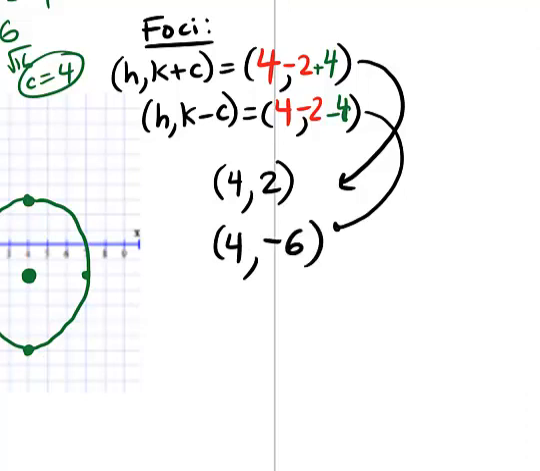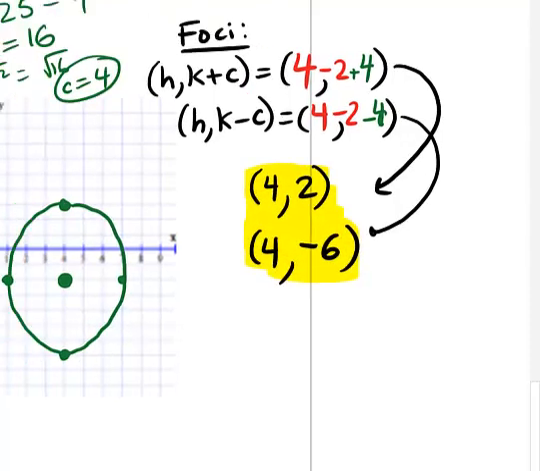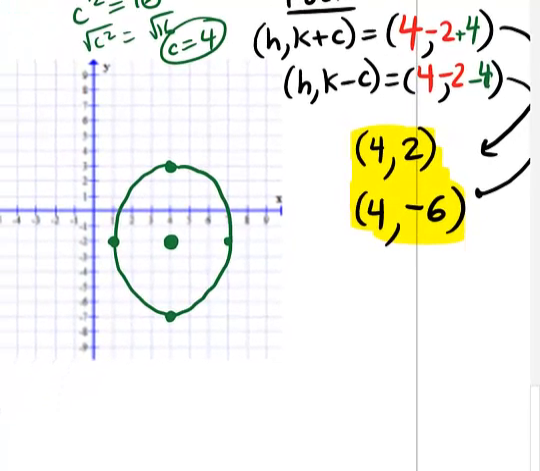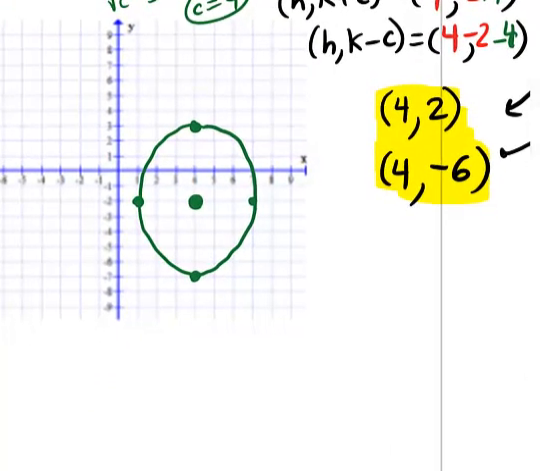So there's your foci. And if you're ever worried, that was a lot of steps just to find the foci, because I had to use the formula to find c and then plug those in. Plot those points and make sure they look like what they're supposed to look like. 4 comma 2 would be around here. And that looks about right for a foci.